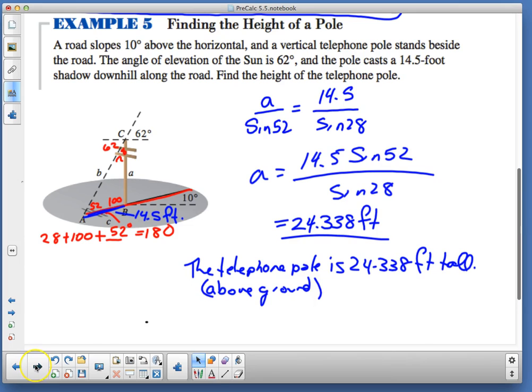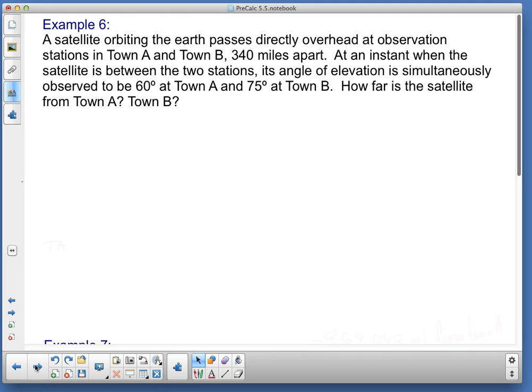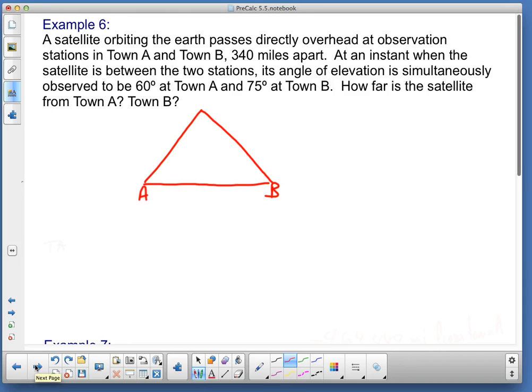Now we turn the page, we're going to be looking at some space exploration. A satellite orbiting the Earth passes directly overhead at observation stations in Town A and Town B, 340 miles apart. So I have Town A, I have Town B, and a satellite passes directly overhead, and they are 340 miles apart. This is B, this is A, this is C. Now, at an instant when the satellite is between the two stations, its angle of elevation is simultaneously observed to be 60 degrees at Town A and 75 degrees at Town B. How far is the satellite from Town A and then from Town B?